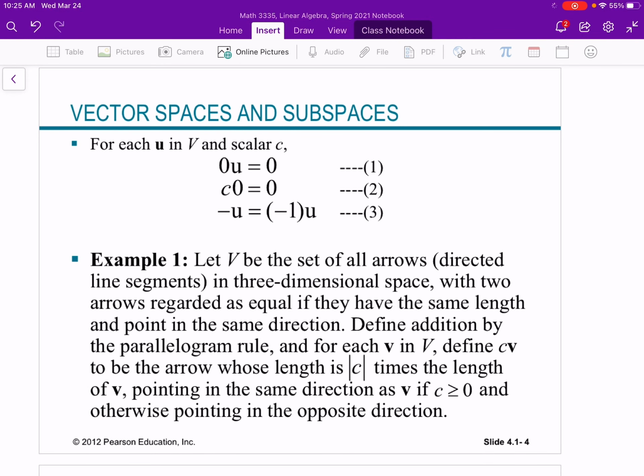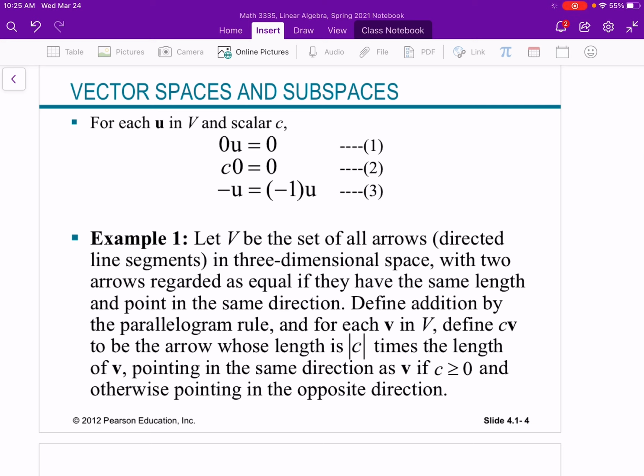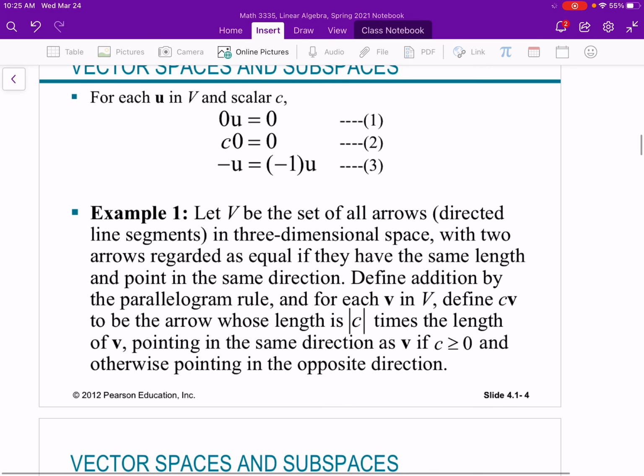Now we want to look at some examples of vector spaces. The first example uses the tradition of two-dimensional vectors, the arrows, to represent those. We use the usual addition, the parallelogram addition, and scalar multiplication.